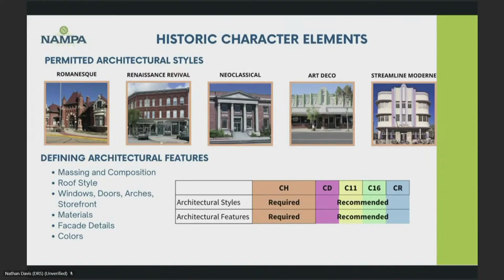So where you have your most historic districts, that's where your form-based code is going to align with your historic preservation guidelines to require that in your CH district. And as you see in this little table on the bottom right, as you get into CD, C11, C16, and CR, those are recommended. They are not required. So let's say somebody wants to build another building in the CH district, it's going to be one of these 5 architectural styles.